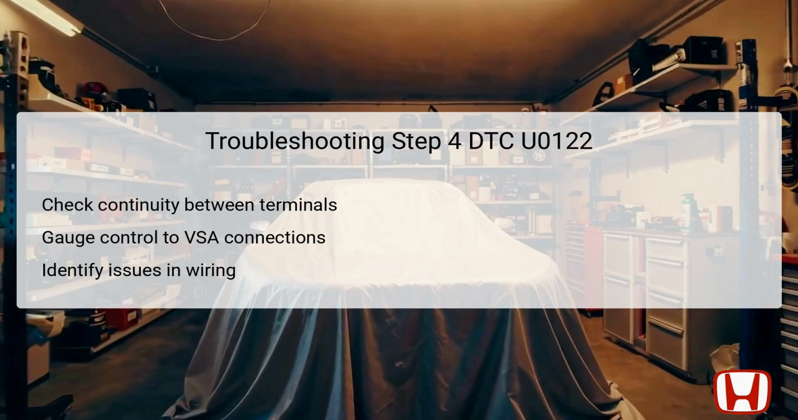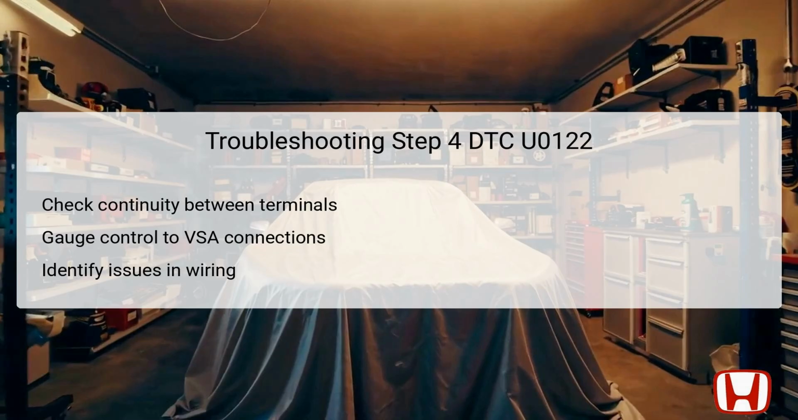Establishing continuity means ensuring that electric signals can flow through these connections without interruption. If continuity is verified, this usually indicates that the connections themselves are functioning correctly, and attention can shift to examining potential loose terminals or considering the need for replacing the VSA Modulator-Control Unit if the issue remains unresolved.